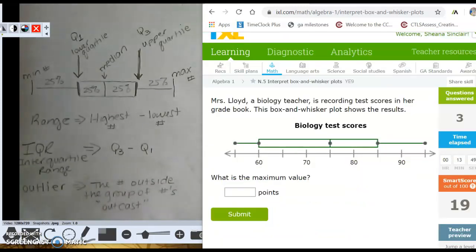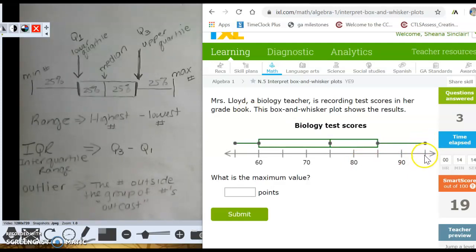So if we look at the next question, it says, Mrs. Lloyd, a biology teacher, is recording test scores in her grade book. The box and whisker plot shows the results. So they're now asking what is the maximum value. So if we look at our little cheat sheet, the maximum value is the whisker all the way on the right-hand side. So that corresponds with that part over here.